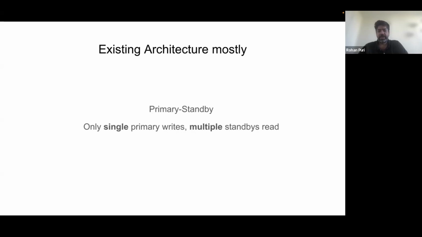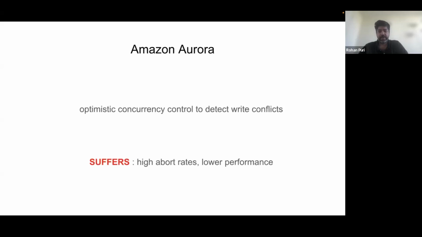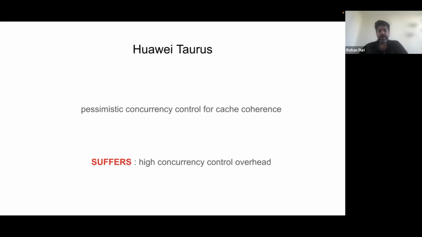Existing architectures mostly have a primary standby model where you have a single primary that writes and multiple standbys from where you can read. For example, Aurora has optimistic concurrency control to detect write conflicts, but it suffers from high abort rates and lower performance. Taurus has pessimistic concurrency control for cache coherency, but it suffers from high concurrency control overhead.